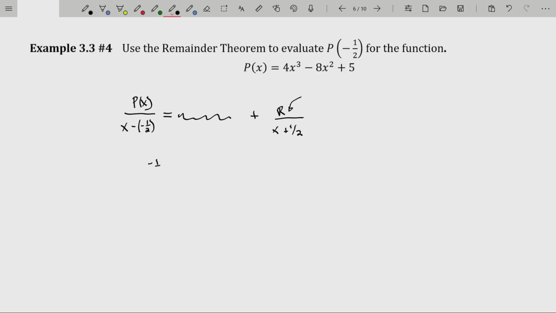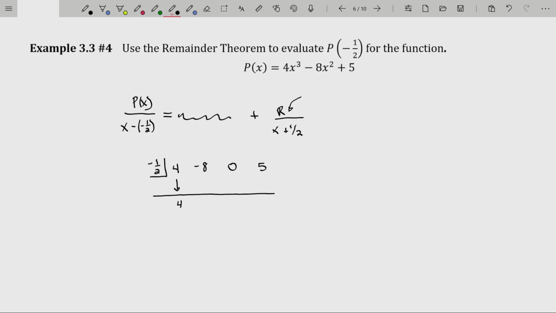So again, I do this with a -1/2. I steal the coefficients. So we have a 4 on the x cubed. We have a -8 on the x squared. We have a 0 on the x. Be very careful about that. And a 5 as the constant.